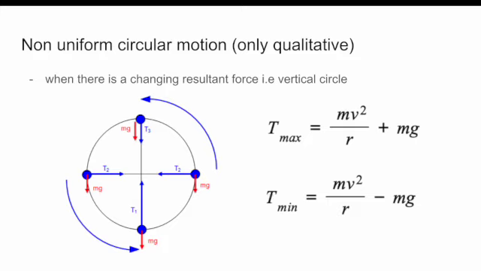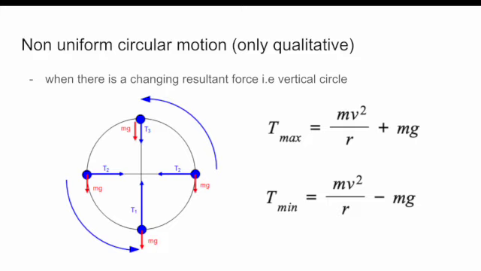So now let's look at non-uniform circular motion. These are two formulas that you do not need to memorize, but they're quite useful to know. When there's a changing resultant force, like in a vertical circle, we call this non-uniform circular motion. The only case detailed in the IB Physics syllabus is a vertical circle, so we'll look at this.